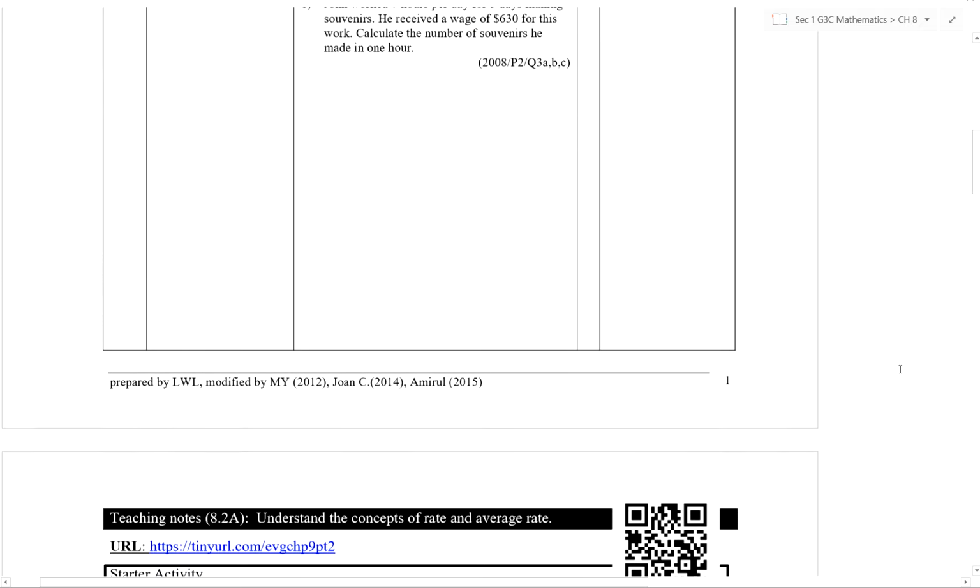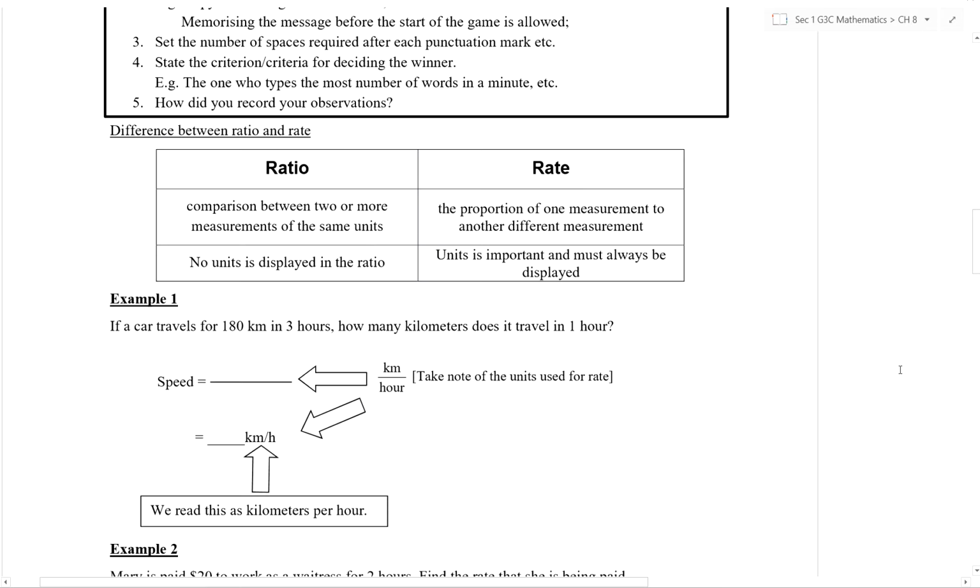Part 2 now, rate. Rate and ratio, they are quite similar, but there is a very important difference between them. For ratio, like we mentioned earlier, it is a comparison between two or more measurements of the same units. Must be the same units. Whereas for rate, it is from one measurement to another measurement. Usually, okay, not usually, they are different in units.